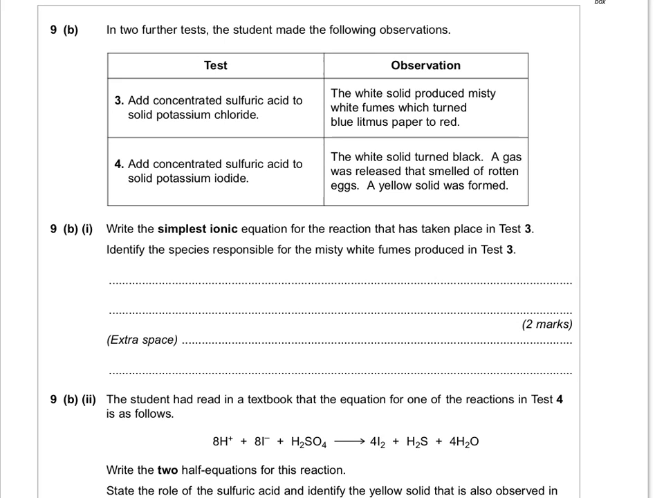So, write the simplest ionic equation for the reaction that had taken place in test 3. The first thing to do really is probably to work out what the misty white fumes were. They were HCl, and so the simplest ionic equation for this being formed is H+ + Cl- goes to make HCl.